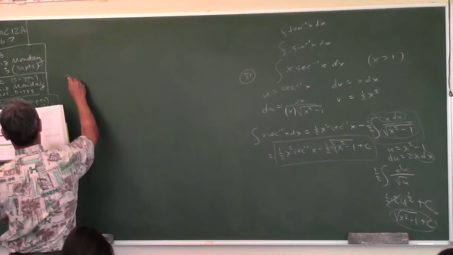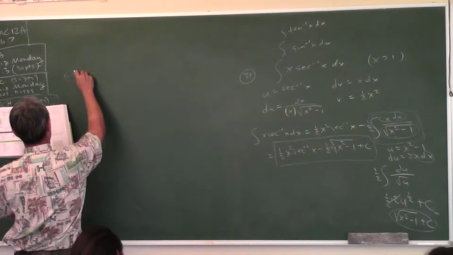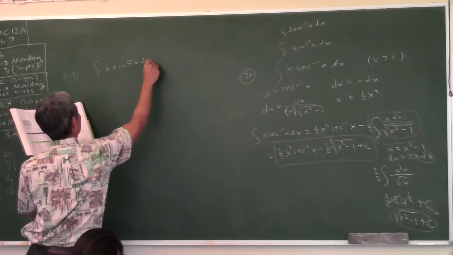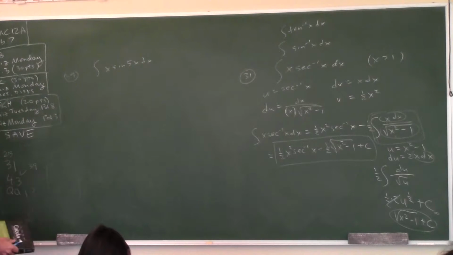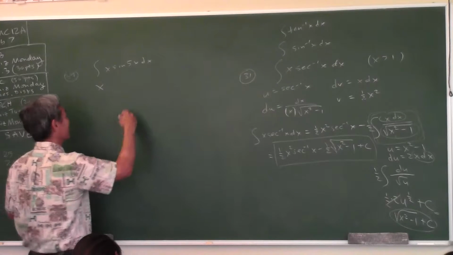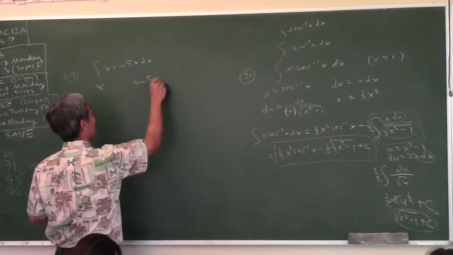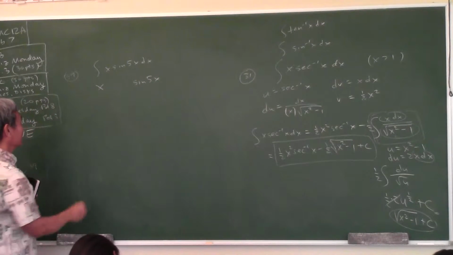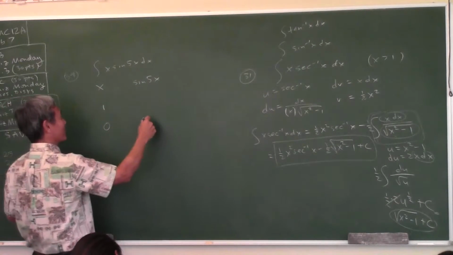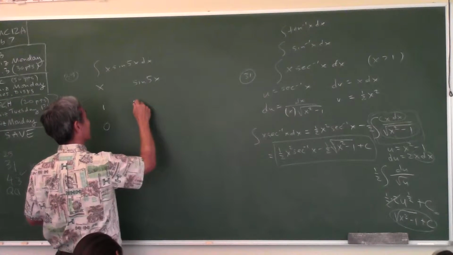39. Where's 39? It's a multiple choice. Boo! Okay, look at that thing. Can I use tabular on that? Does tabular work on that one? Yep. Yeah! Because you've got x, which you can take the derivative down to 0. And this one you can repeatedly integrate, right? So take the derivative down to 0. This side, antiderivative.